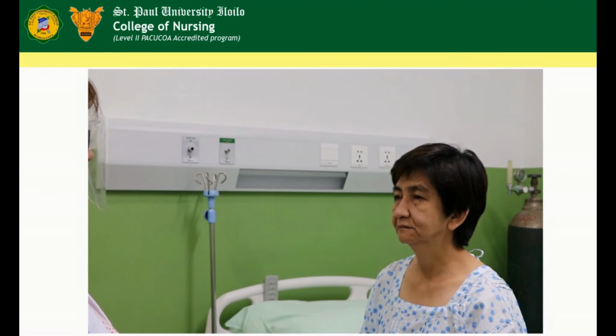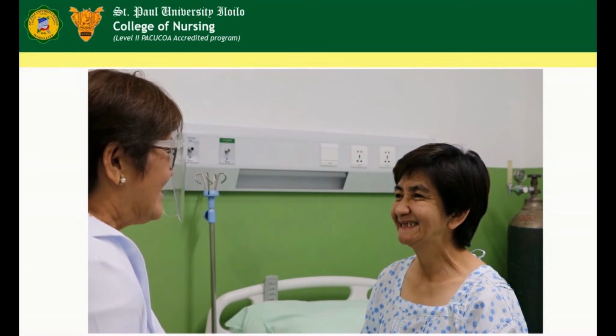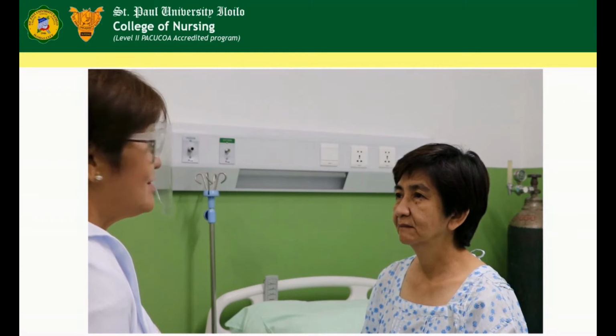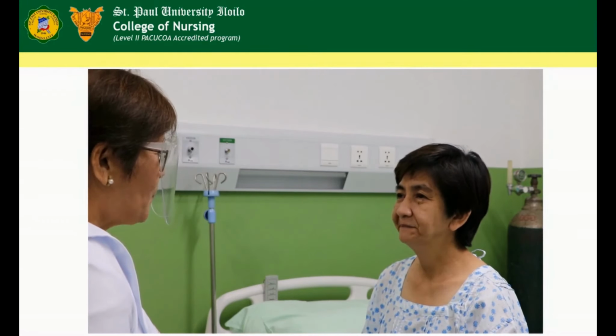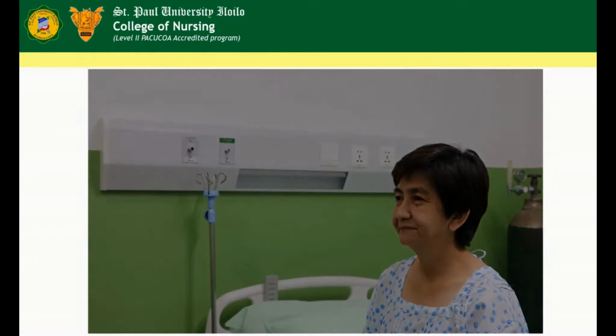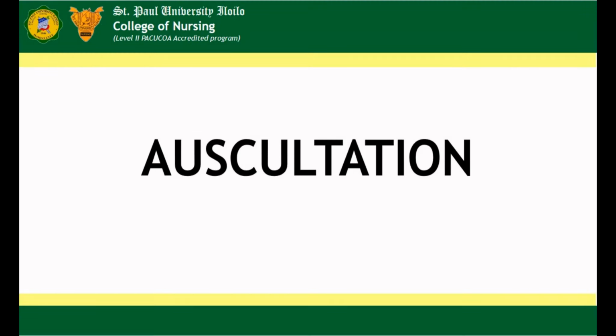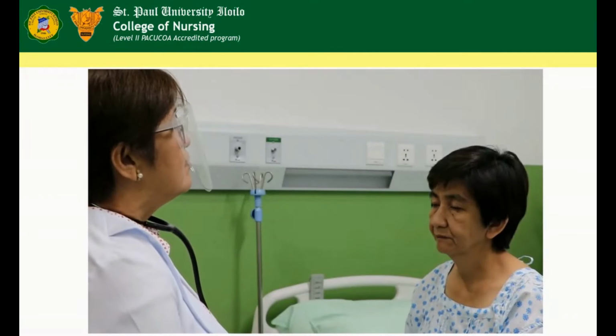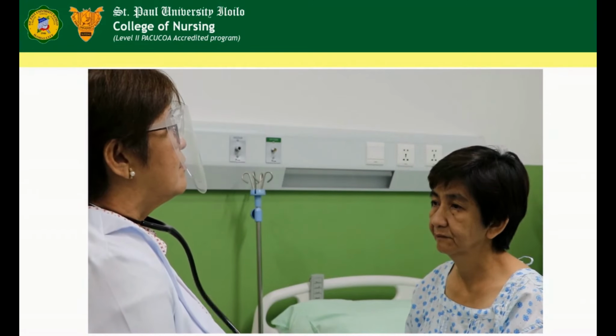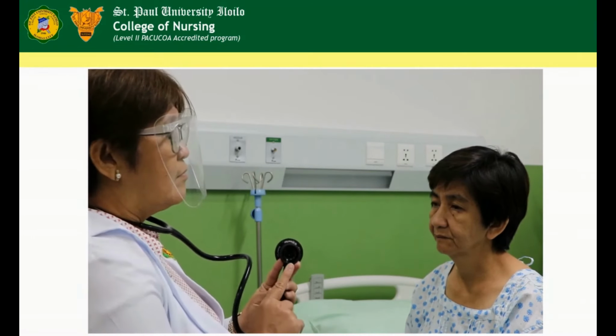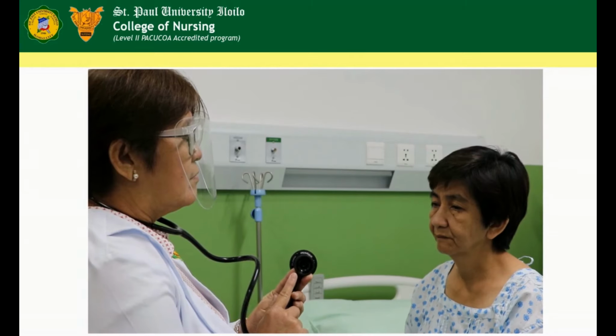Test also for cranial nerve number 5, trigeminal, for its motor function. Ask client to clench her teeth or to masticate. Ma'am, can you please clench your teeth like this? Can you please chew as if you are eating something? Okay, thank you. To assess the temporal artery, use the bell of the stethoscope to auscultate for presence of bruit.